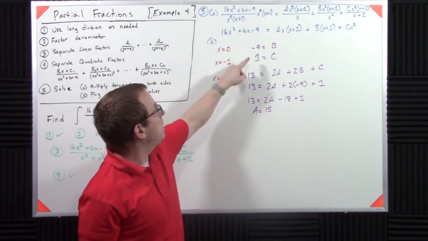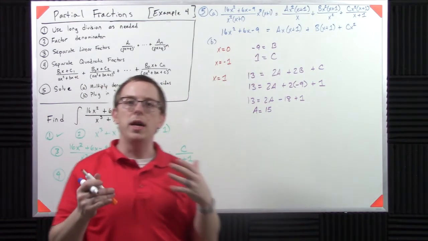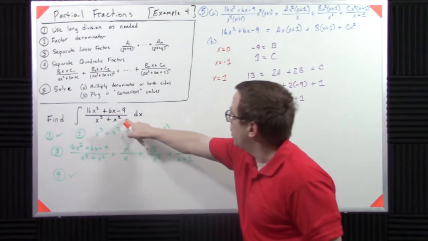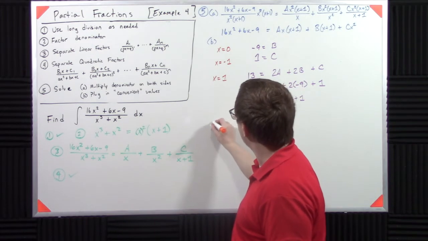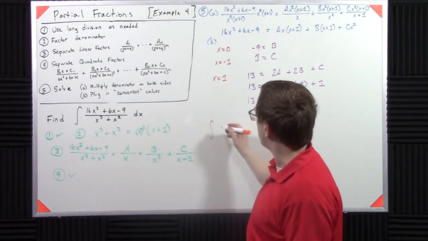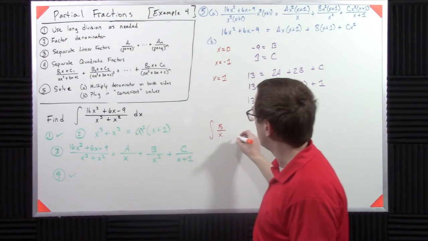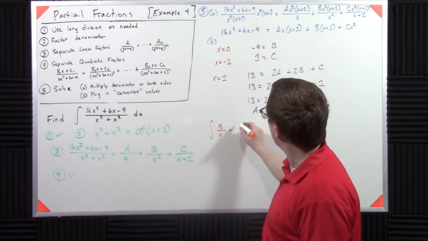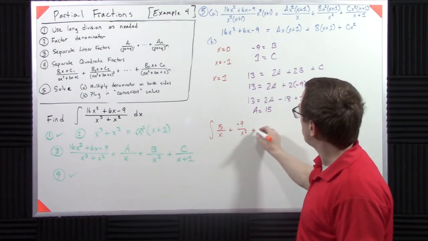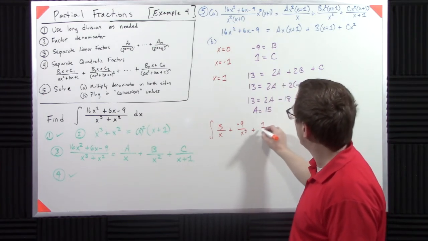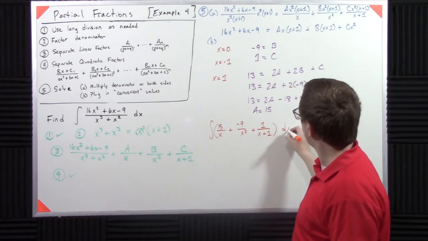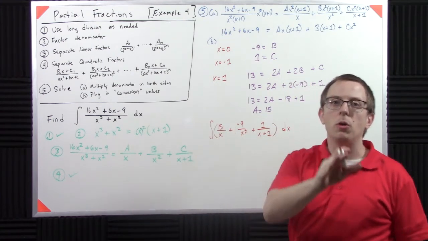So I now have a, b, and c, so I can plug this into my original equation. This is now the integral of 15 over x plus negative 9 over x squared plus 1 over x plus 1 dx. There's something you're going to want to be careful of here.